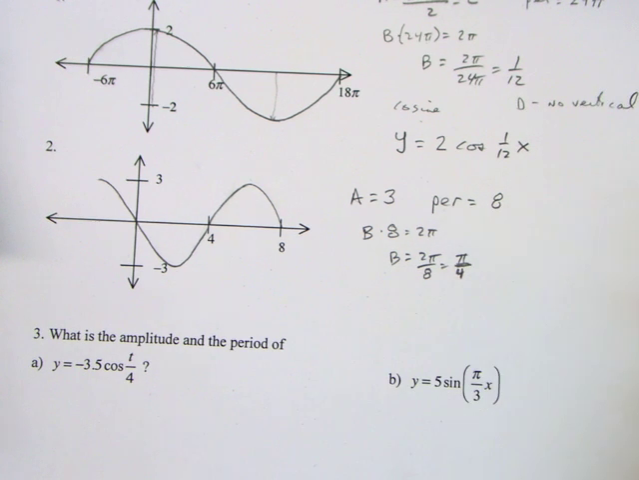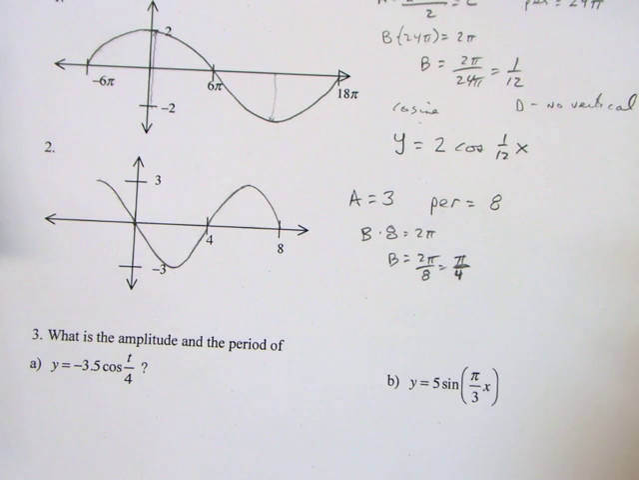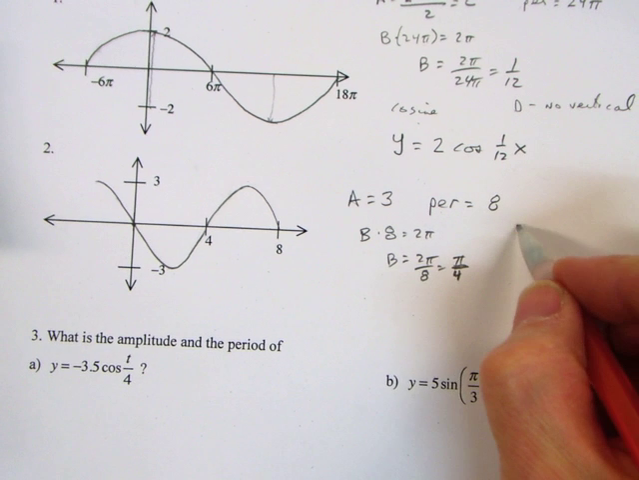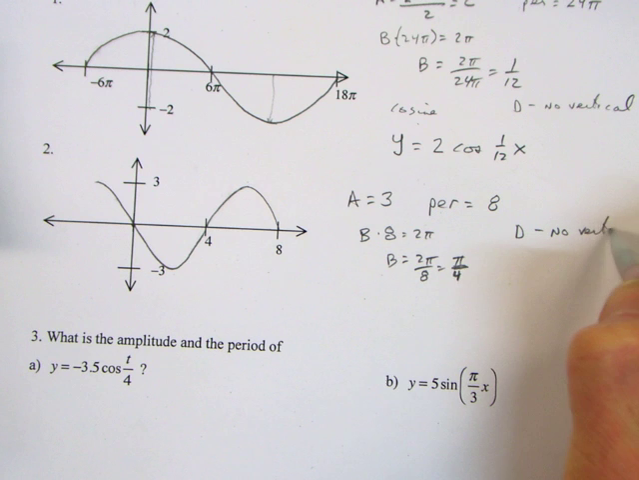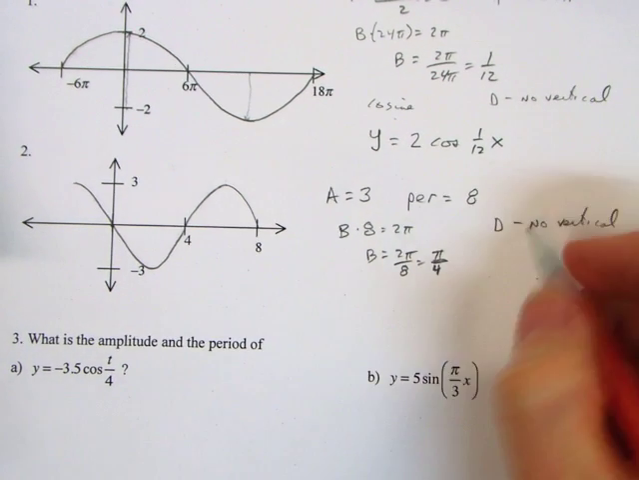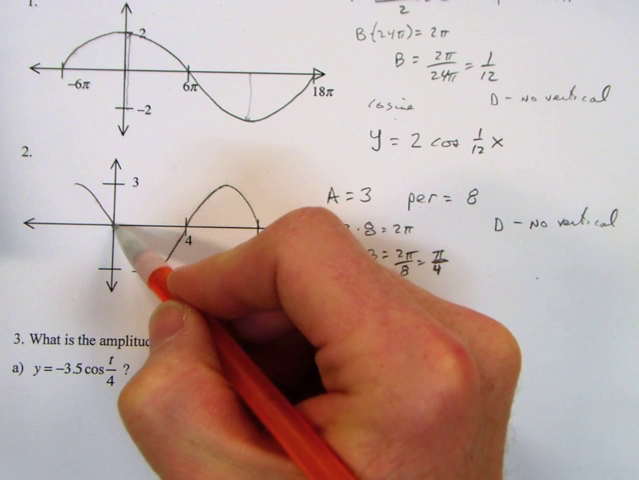It's starting in the middle, and so we're dealing with sine. Do we have any vertical shift? No. No vertical shift. So in dealing with sine, but sine normally starts going up, and in this case we're going down.